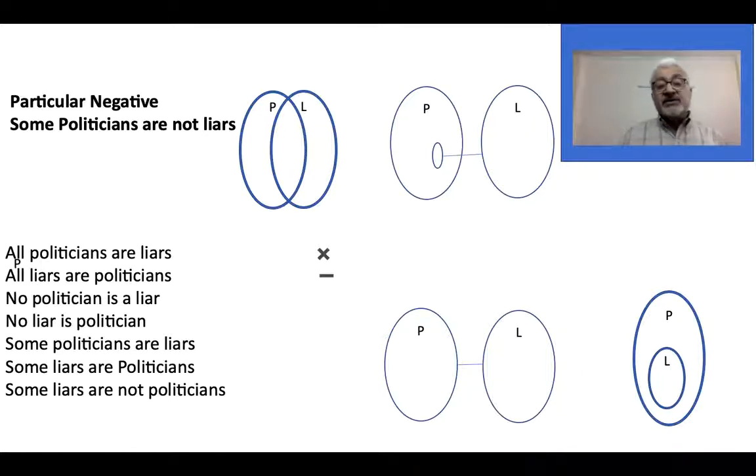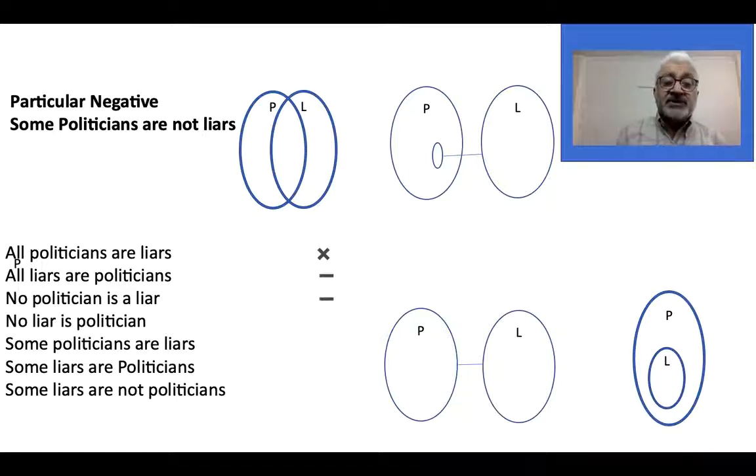Third one says no politician is a liar. Does this indicate no politician is a liar, the first figure? No. What about the second figure? Does this indicate no politician is a liar? Not completely, but yes, this definitely shows no politician is a liar. And what about this one? No, this also does not show. Hence, it is not certain. Therefore, it should be represented with a dash. Fourth is no liar is a politician.